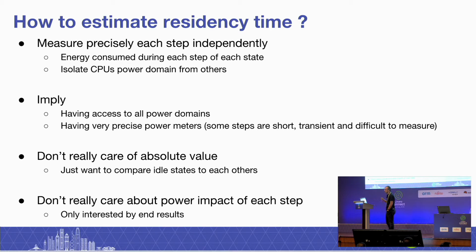each state. But for doing that, you must have access to each power domain independently to make some really precise measurement, even more because all these states are transient. So it's quite difficult to catch them exactly. It's possible, but that often means to have some expensive materials. Whereas at the end, we don't really care about the value. What we want is to compare C-state between each other and see if one is better than the other one.